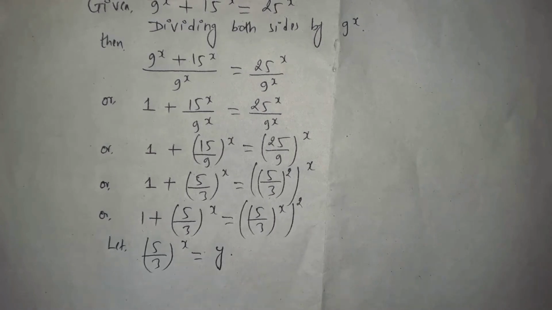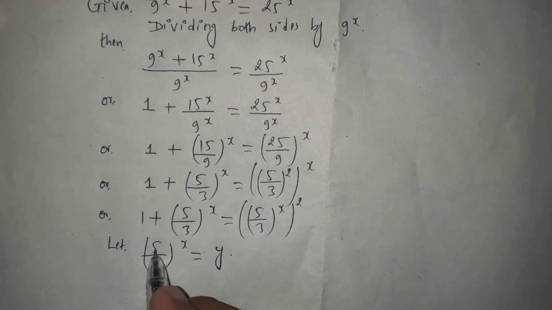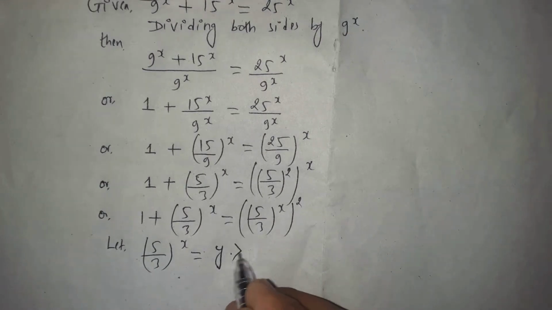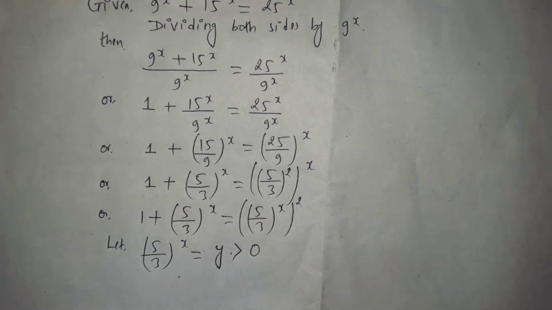And here we can easily observe that 5 over 3 is a positive number, and a positive number raised to any power always gives a positive number. So we can say that the value of y will be a positive number.